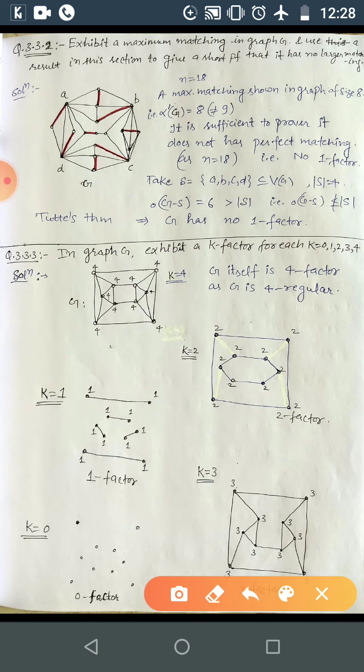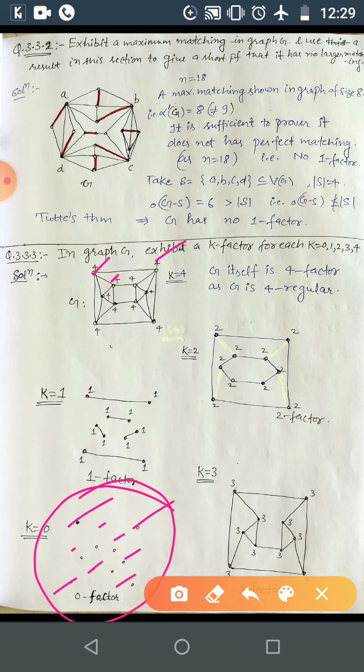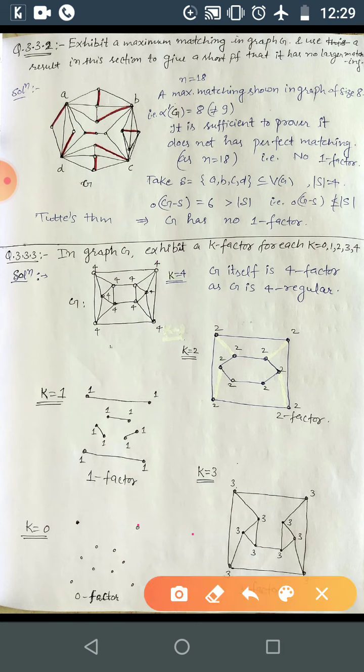What about k equal to 0? For a 0-factor you can just consider all the vertices only. So here I have considered all these vertices, and it will have 10 K1s, 10 vertices, 4 here and 6 here. These are spanning, obviously, since all 10 vertices are present here, and the degree of these vertices is 0. So this is a 0-factor, a 0-regular spanning subgraph.